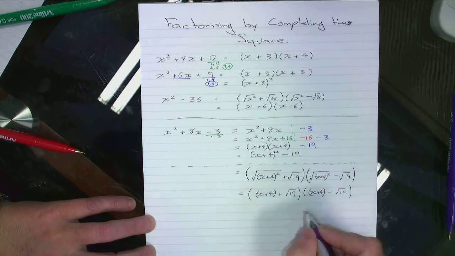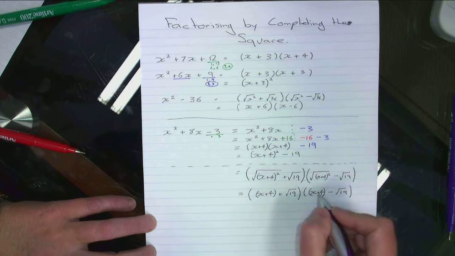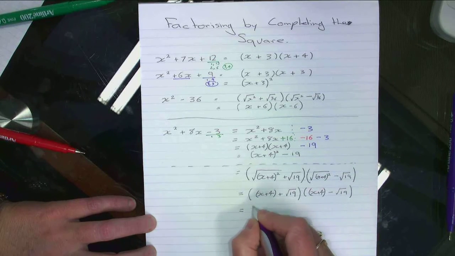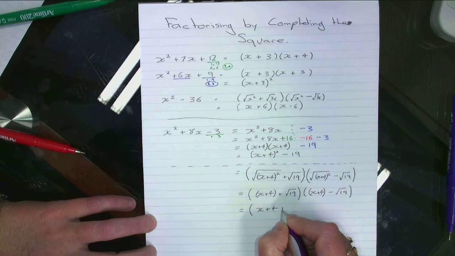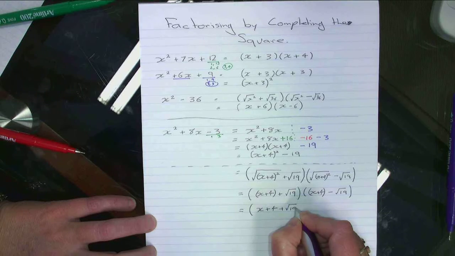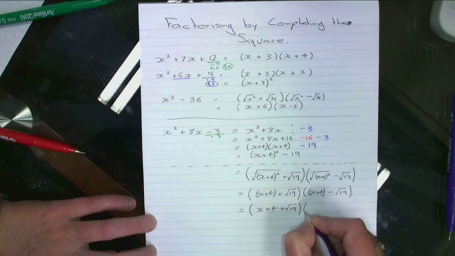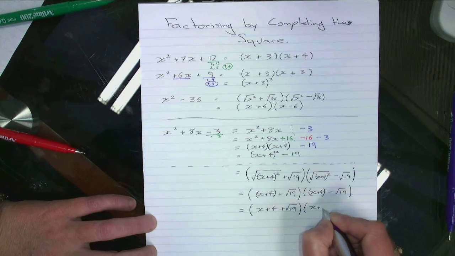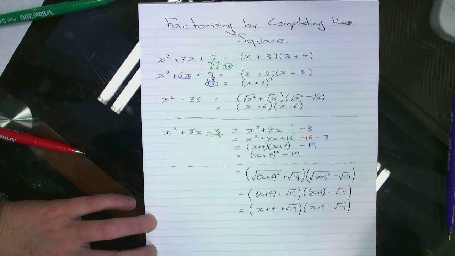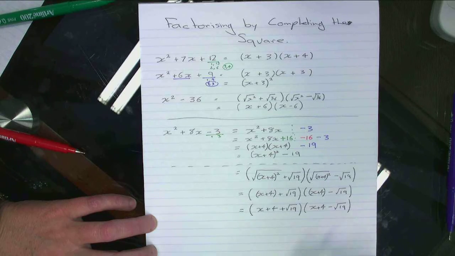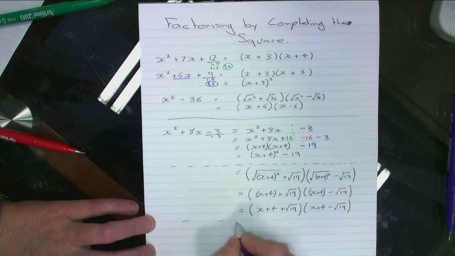We can expand that out, or you can get rid of the brackets inside. So the answer to this is x plus 4 plus the square root of 19 times x plus 4 minus the square root of 19. So when we're trying to solve to find what x is, we can use this form here. Alright, we'll just leave that at that point.